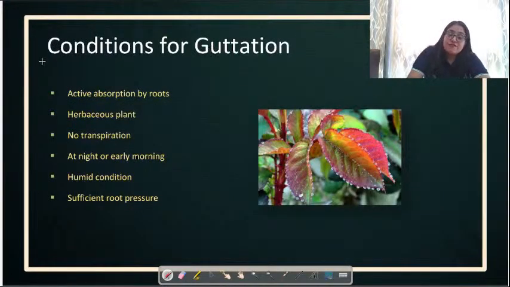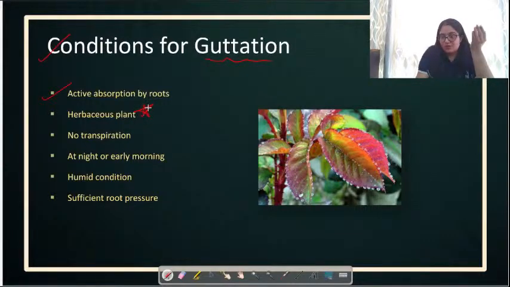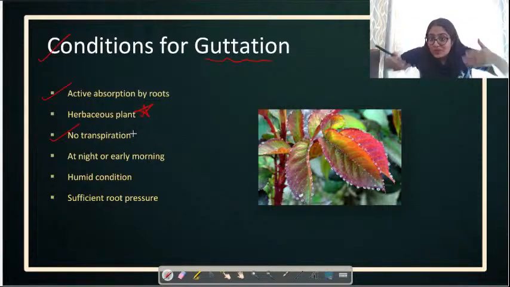Next, now let us see what are the favorable conditions in which guttation can take place. In an MCQ question, you can get these conditions as options. Remember, whenever there is active absorption of water by roots, meaning water is getting absorbed at a fast rate. Especially it takes place in herbaceous plants of smaller height, because root pressure is more significant in such plants, when there is no or almost insignificant transpiration taking place, because of which excess water gets accumulated and is lost in the form of droplets.